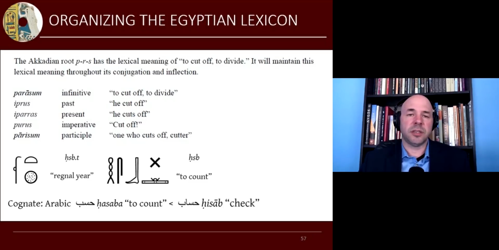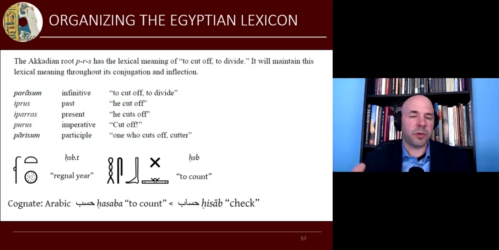So a nice way to show you this is maybe to offer an example from Akkadian. So for example, you have the consonantal root PRS. Everywhere you see that root, it's going to have some meaning related to cut off or to divide or to judge, something like that. And you can see in the little chart that I show you here, it's the vowels that you insert between the consonants that give you the different grammatical forms. So parasum for the infinitive, iprus for the past tense, iparras for the present, purus for the imperative, and parisum for the participle.